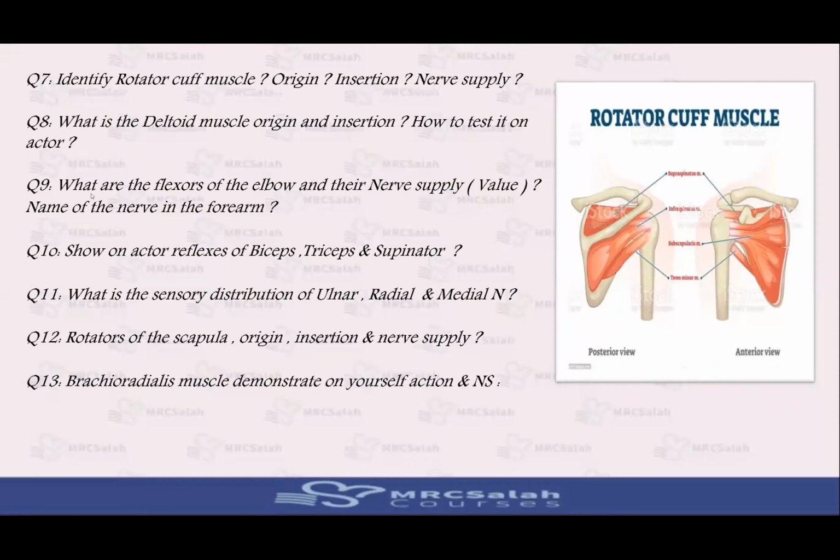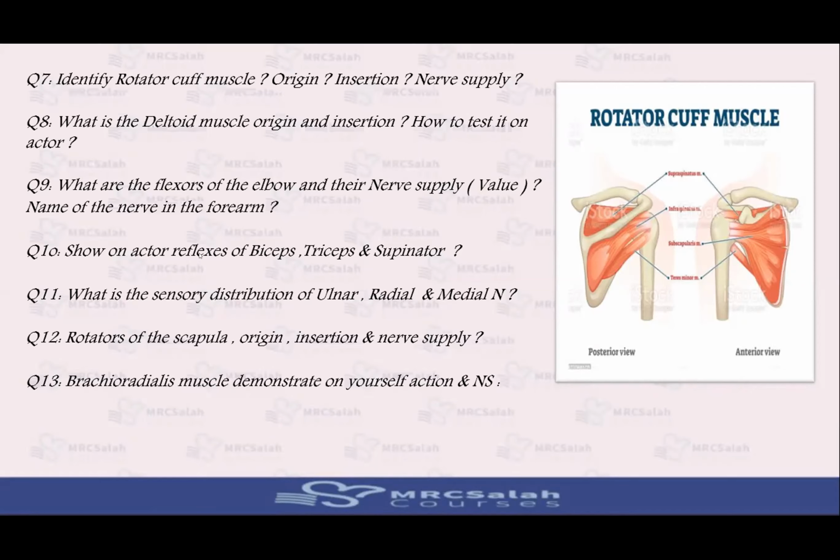Next question, what are the flexors of the elbow and their nerve supply? Yes, we have brachialis, biceps brachii, brachioradialis, pronator teres, flexor carpi radialis. Flexor carpi radialis and brachioradialis are by the radial nerve, pronator teres by the median, and brachialis and biceps by the musculocutaneous nerve. Can you tell me the name of the musculocutaneous nerve in the forearm? It is the lateral cutaneous nerve.